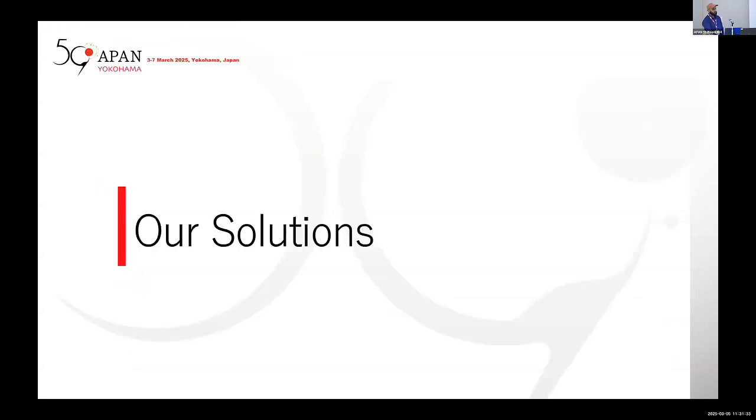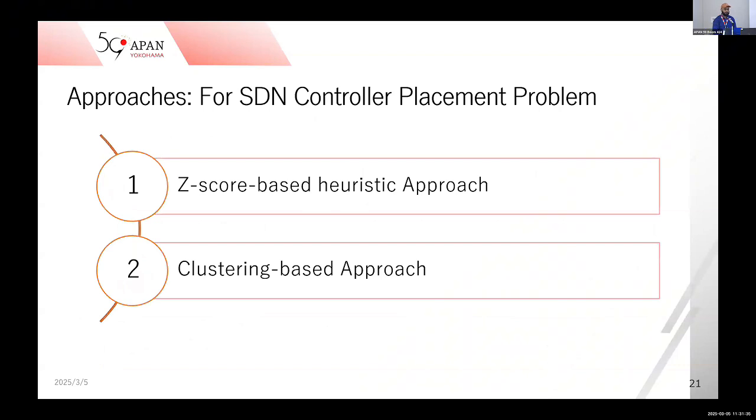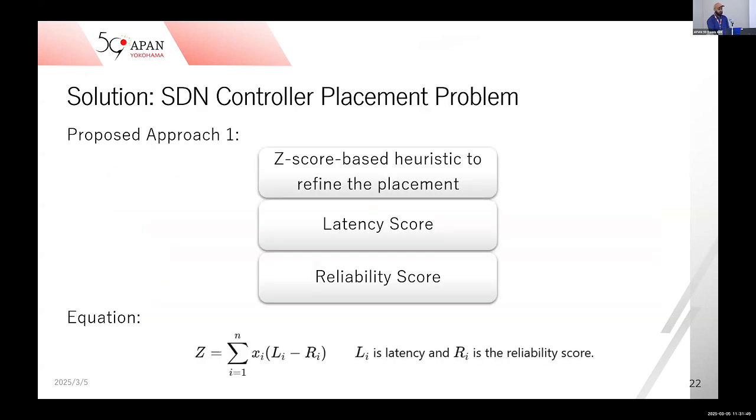Our solution for the first challenge, the SDN controller placement problem, was a Z-score-based heuristic approach. For the second problem, we used the clustering-based approach. For the first placement problem, we took the Z-score to refine the placement. How can we actually refine the placement? This was our first problem, with the latency score and the reliability score.